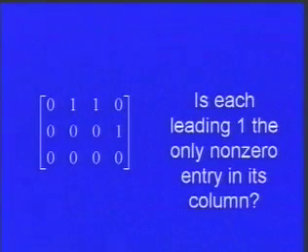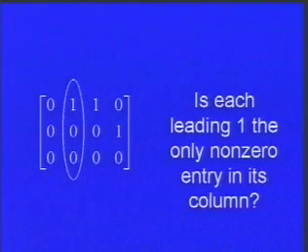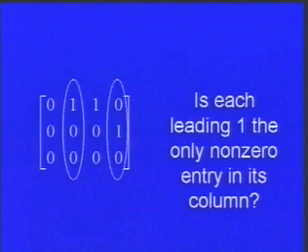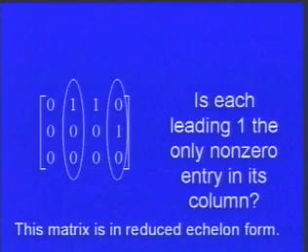Okay, what about, is each leading 1 the only non-zero entry in its column? Now remember, I only have to check the columns that had leading 1s. Okay, now in the second column, there was a leading 1. It was the leading 1 in the first row. All right, also I had in the fourth column a leading 1. It was the leading 1 in the second row. Okay, so is each leading 1 the only non-zero in its column? Yes. So this matrix is in reduced echelon form.